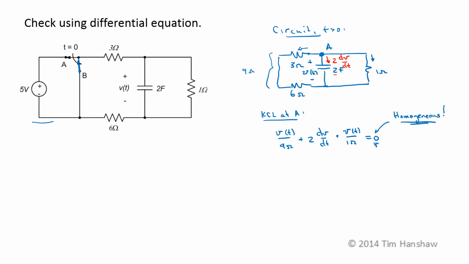Now, this is pretty good news because this is a homogeneous differential equation. The forcing function is 0, which means that I picked the right form of the solution. The form of the solution is going to be V of t is equal to some initial voltage V0 e to the minus t over tau. So that's good news at least.